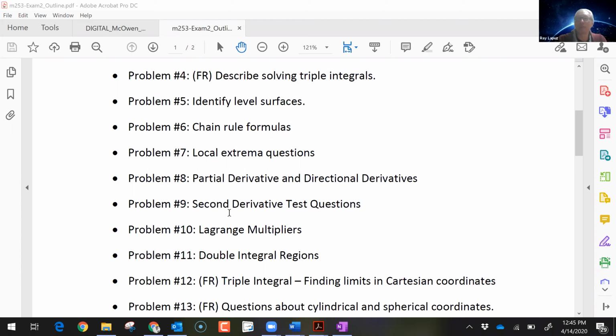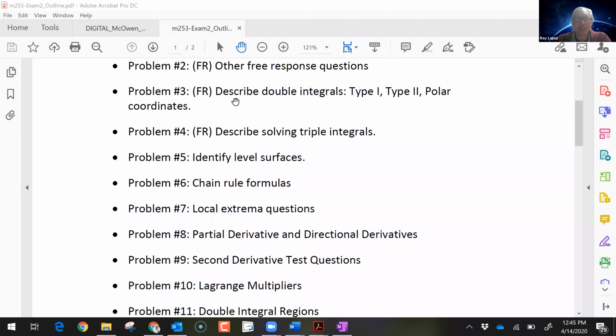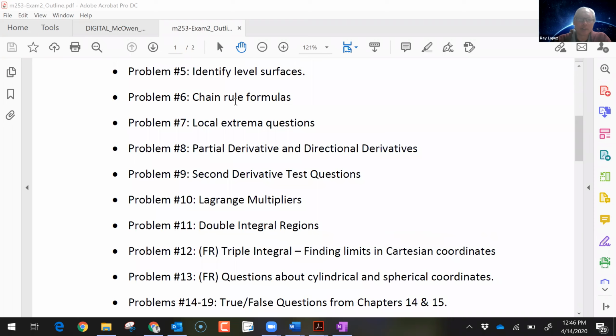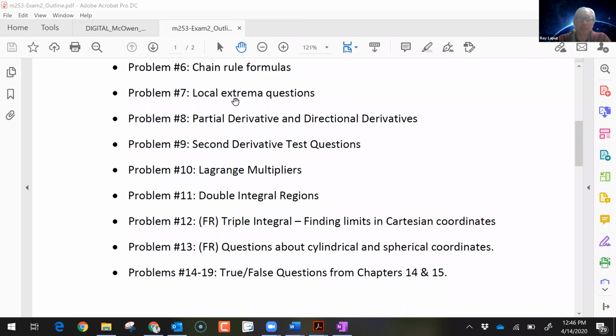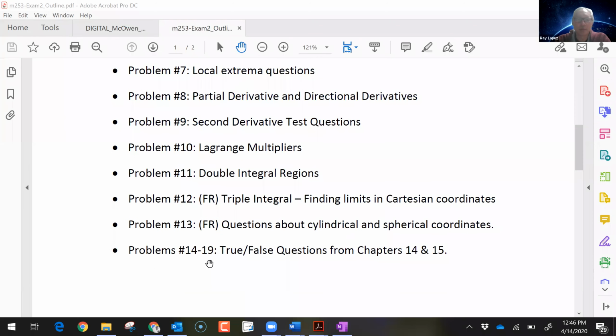I have no idea. So there's multiple choice, and then there's this other one where you get to choose from several things. And FR, free responses. The free responses are like 4 points or something, 3 or 4 points, and then the rest are 3 points, maybe. I don't quite remember. And then the true false are 1 point each.